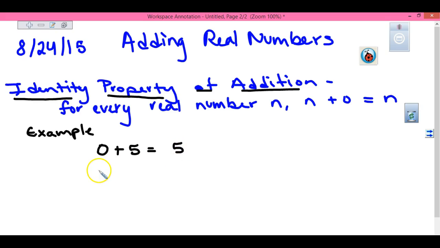5. What if we have negative 5 plus 0? What would this equal? Negative 5. And that's all the identity property is saying, that if you're adding any number plus 0, it equals that number.